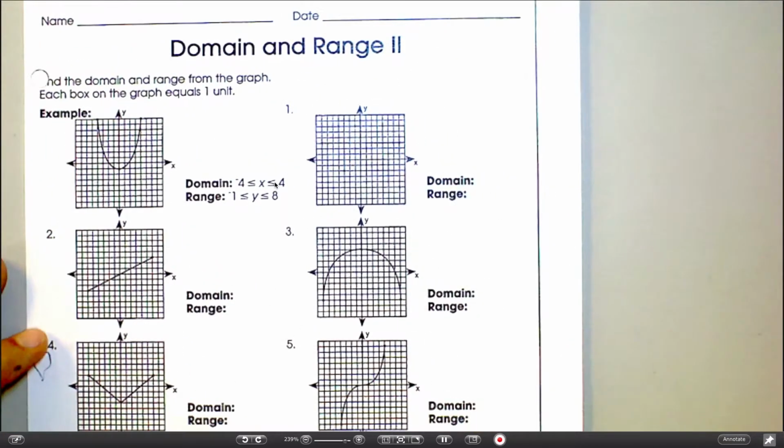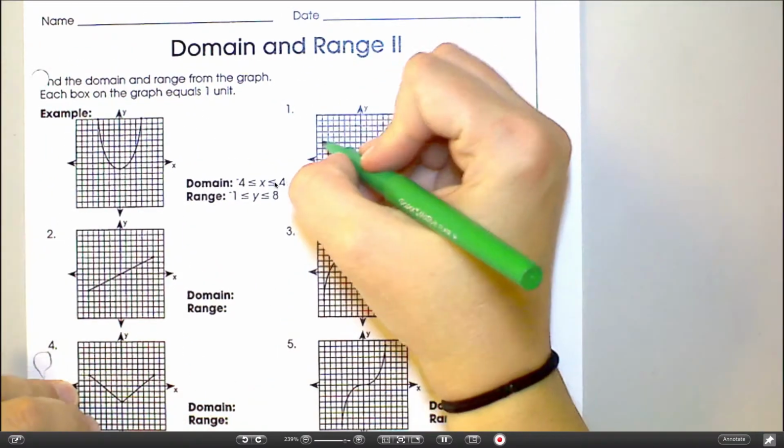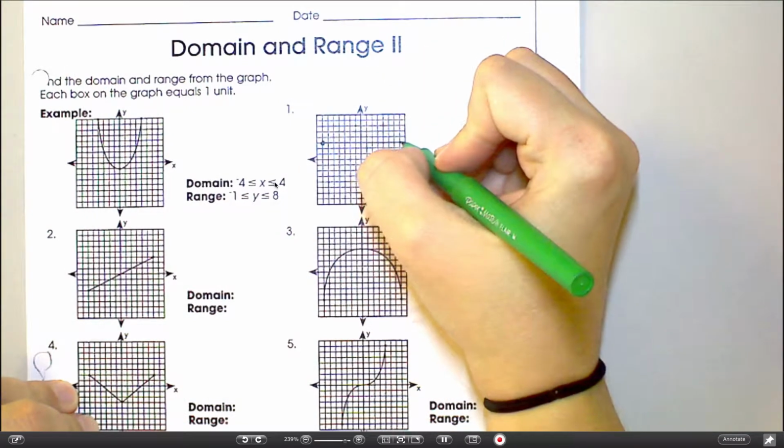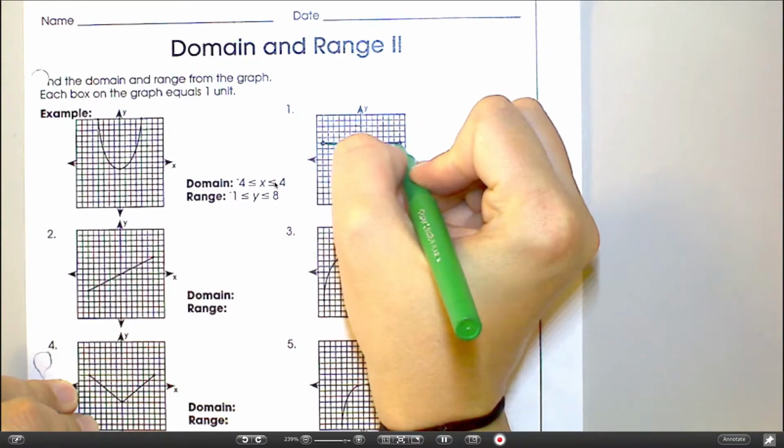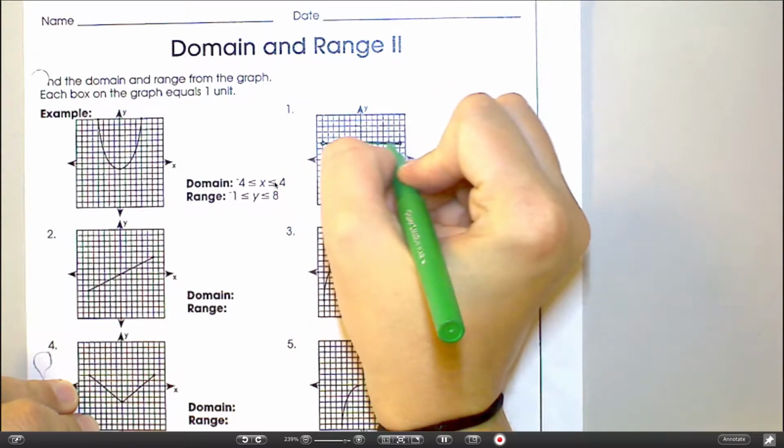If you look really closely right here and right here, you'll see little dots, and then there's a horizontal line connecting them. That's where your graph is on number 1.